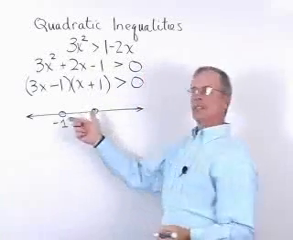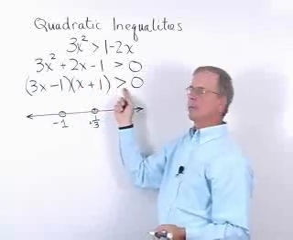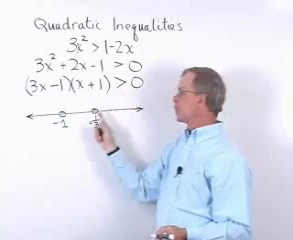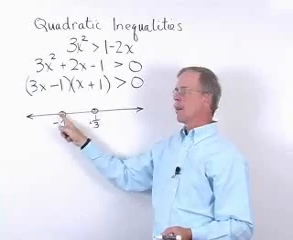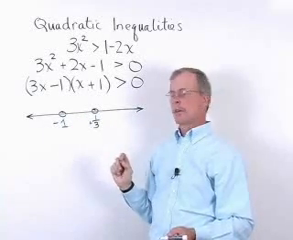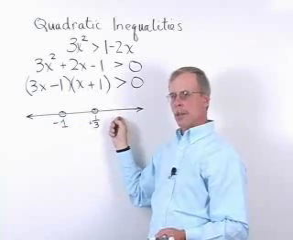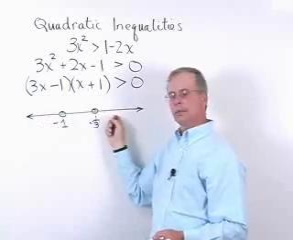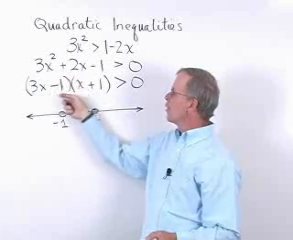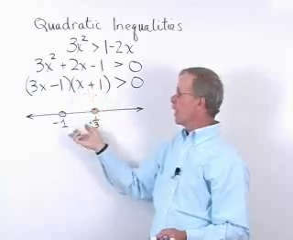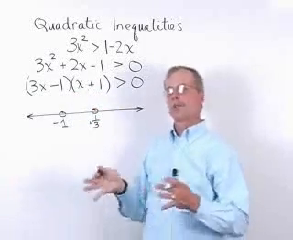In this case, neither key point can be part of the solution because we have greater than. If we had greater than or equal to, we could use these points as part of our solution. We now have 3 intervals to test. We need to choose a sample number in each interval, substitute into our left side of our inequality, and see whether we get true statements or false.